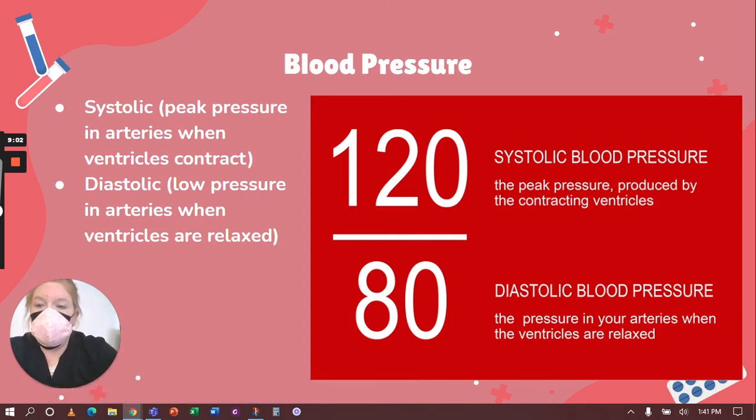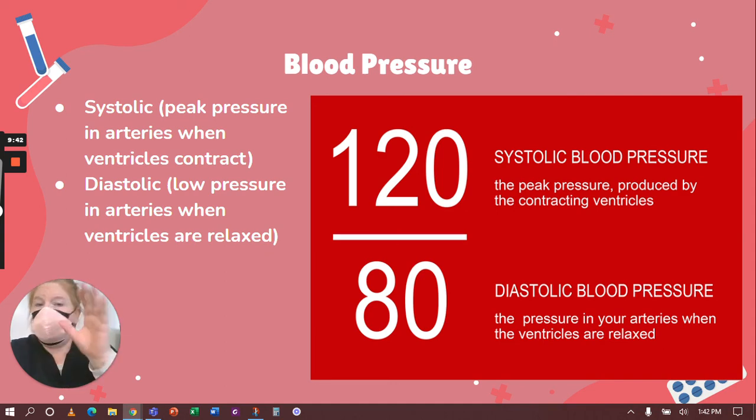Blood pressure. Normal blood pressure is about 120 over 80. So what do those two numbers mean? Well, first of all, what does pressure mean? Pressure is the force against the walls of the artery as your blood is pumped out of the heart. The top number is systolic, the maximum pressure. As soon as your ventricles contract, that's the pressure that's measured. Diastolic, the bottom number, is the low number, the least amount of pressure in your arteries, when the ventricles are relaxed.